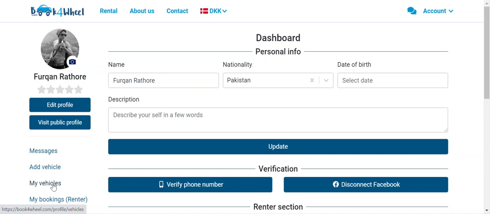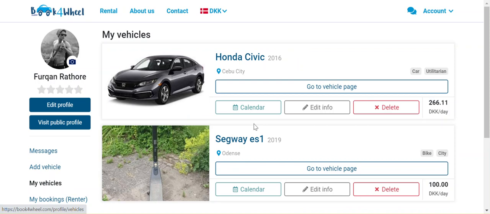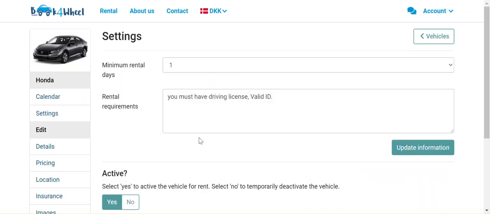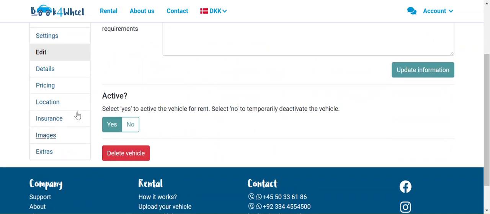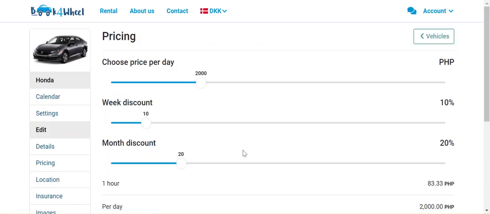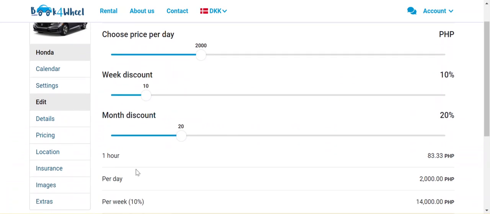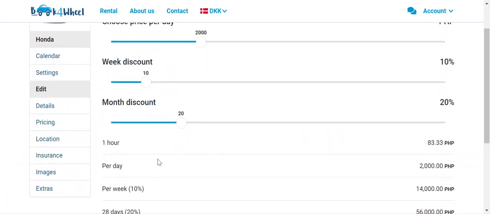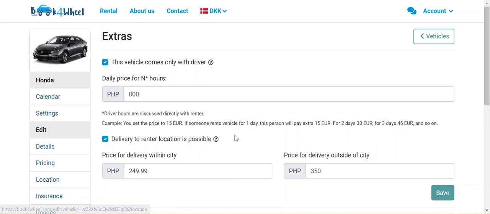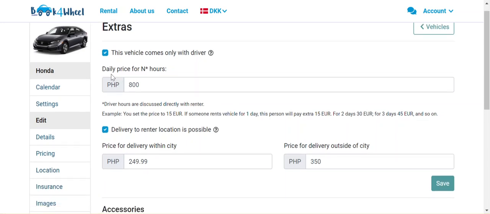Go to my vehicle, and you can see here edit information. And here in pricing, it will ask you the driver fee. You can find it in prices, or you can go to extras. So here, the daily price, the price for number of hours. This is for the driver. You should only put how much the car comes with the driver.